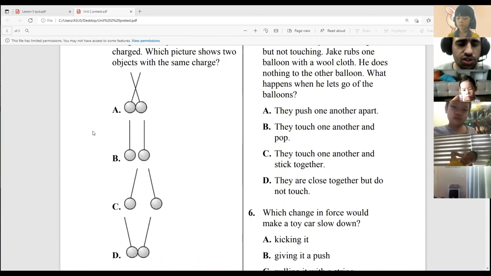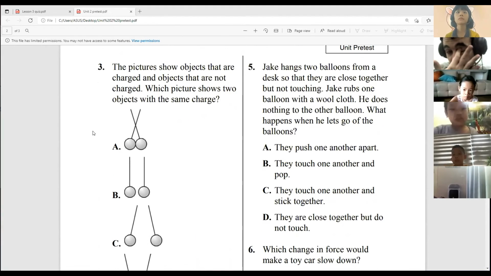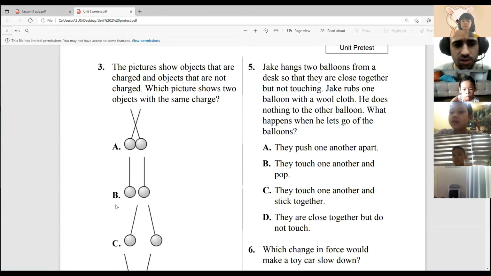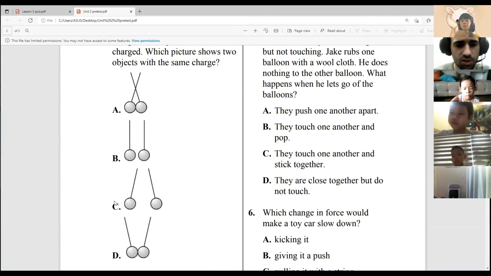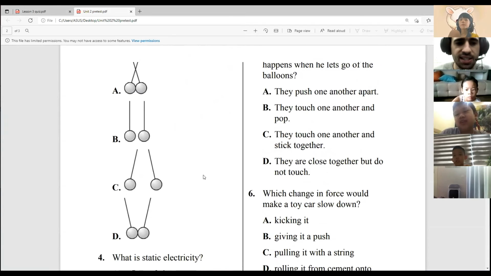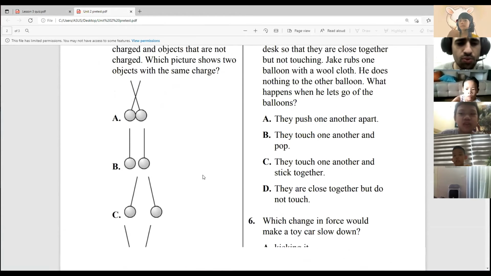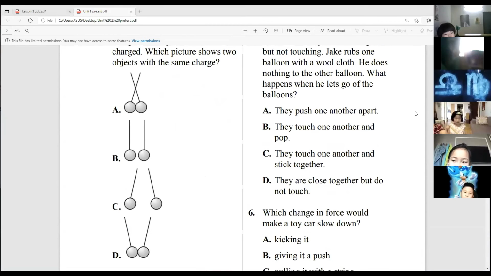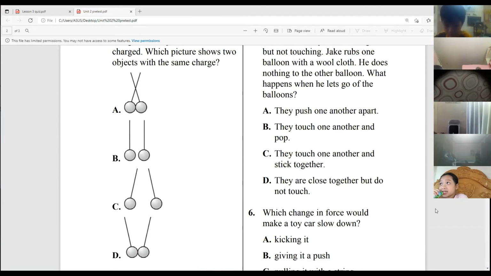Okay, so let's do number three. The picture shows objects that are charged and objects that are not charged. Which picture shows objects with the same charge? Oh, sorry guys, I don't know what that noise is. But we have A, B, C, and D. Which one of these shows us objects with the same charge?